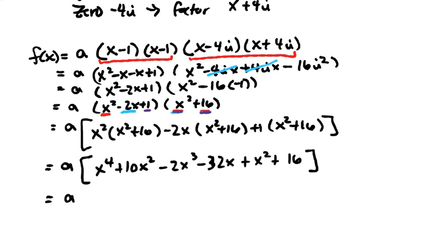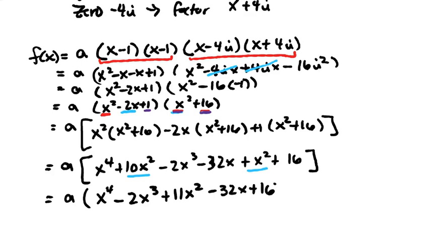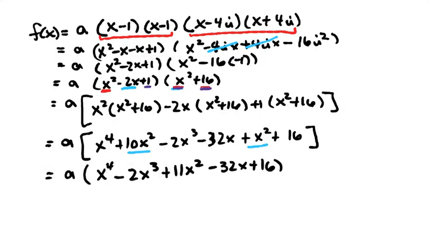Let's see if I have any like terms I can combine. I have 2 x squared terms, and I'll combine those like terms and also write these terms in descending order. So that's x to the 4th minus 2x cubed plus 11x squared minus 32x plus 16. So we form the polynomial with zeros of 1 with multiplicity 2, and zeros of 4i and negative 4i.